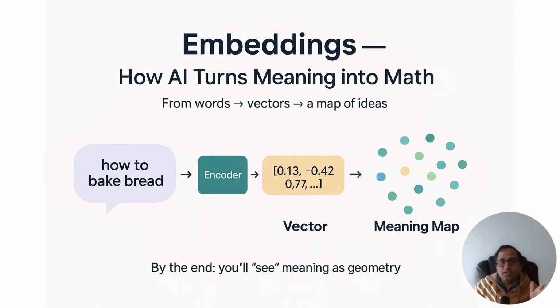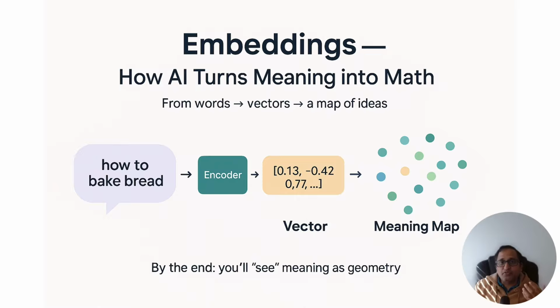You can see that on the left you have the simple phrase, how to bake a bread. It's text, something humans easily understand, but for a machine it is just a string of characters. So this text goes through what's called an embedding model. Think of it like a brain-like encoder that's been trained on billions of sentences. The model converts this text into a vector, a list of numbers. These numbers aren't random, each one captures a different aspect of meaning. Finally, this vector is plotted in a multi-dimensional space of meaning.